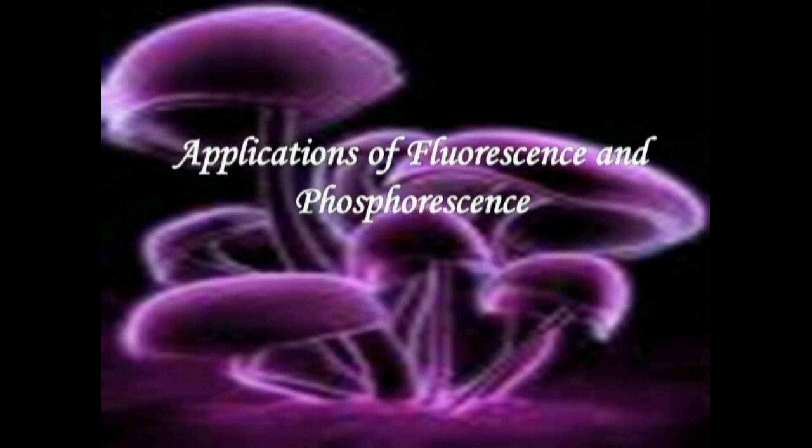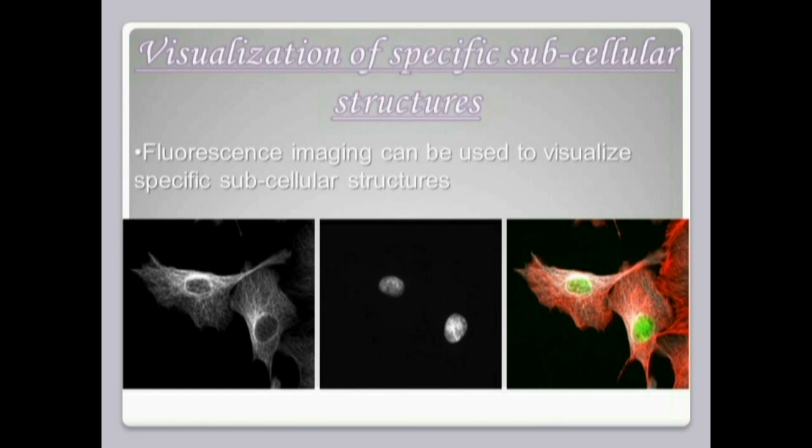Now I'm going to discuss some of the applications of fluorescence and phosphorescence. First of all, visualization of specific submolecular structure. Fluorescence imaging can be used to visualize specific submolecular structure.